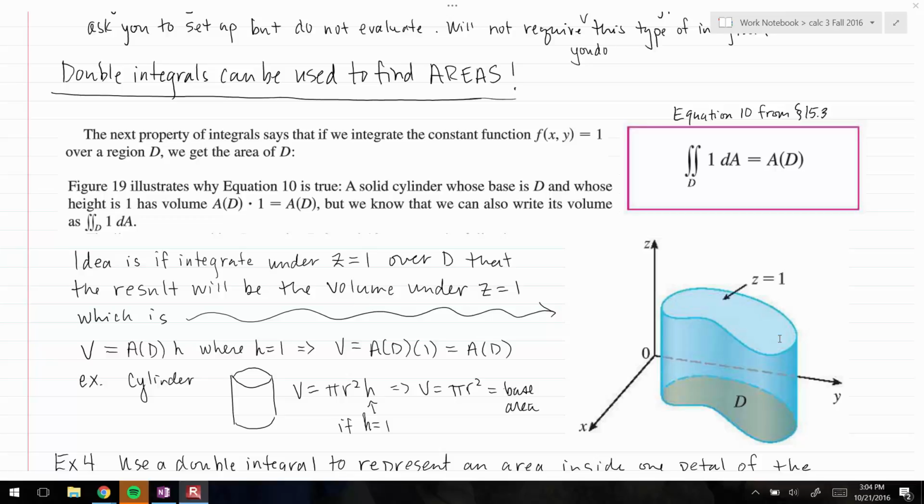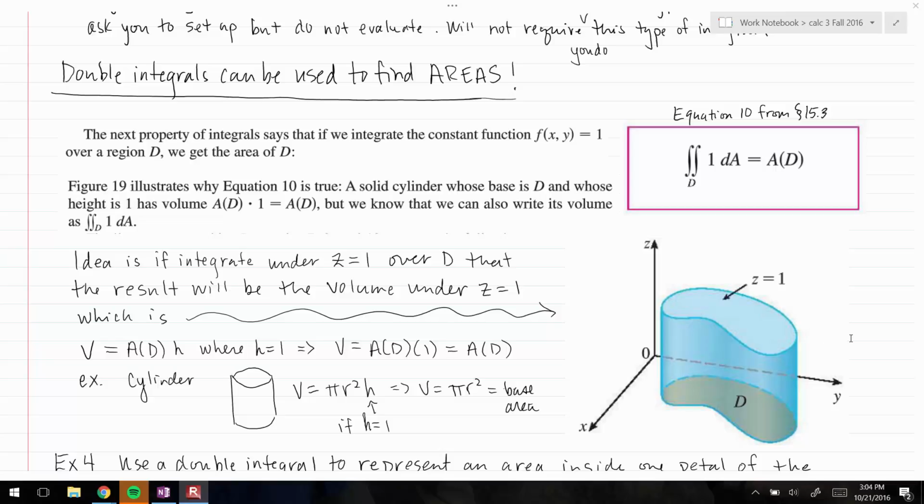Our last topic of section 15.4 is that double integrals can be used to find areas. So far, we've been finding volumes with a domain that is two-dimensional. We've gone over our rectangular domain in various ways to treat that, and then how to handle a polar area in the r theta plane. So double integrals, it turns out, can also be used to find areas.